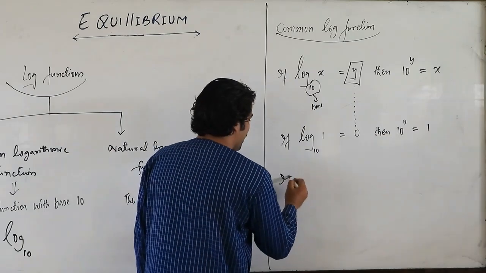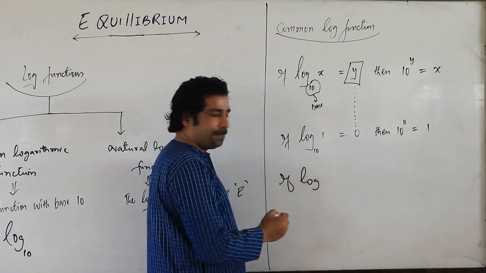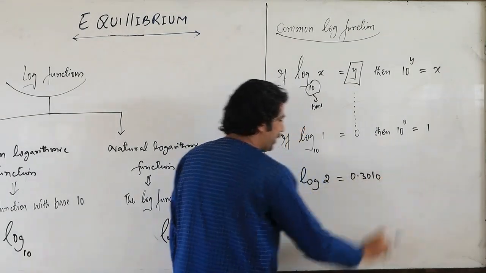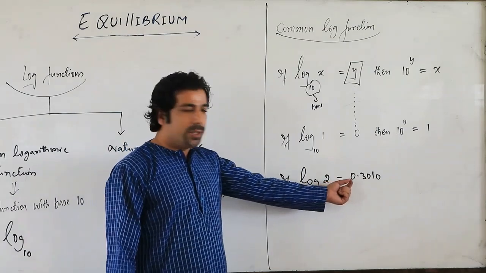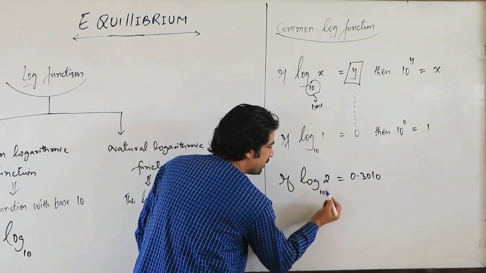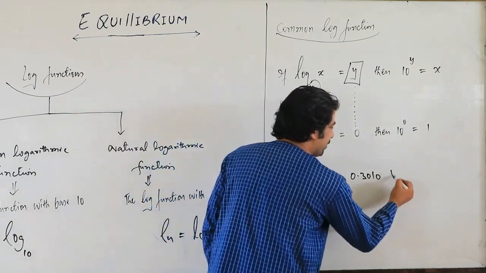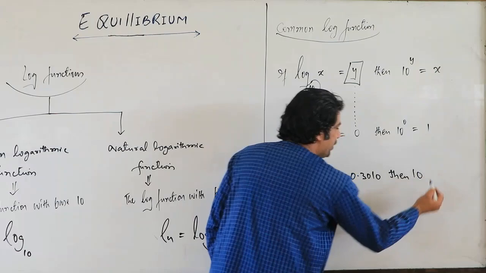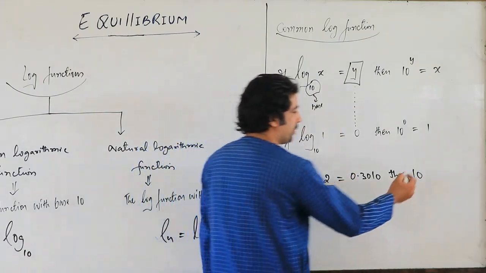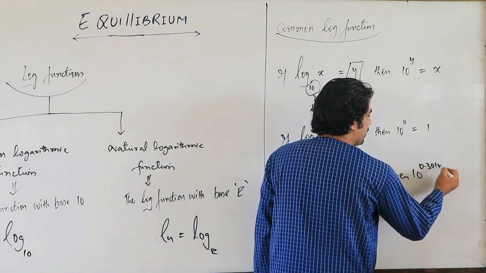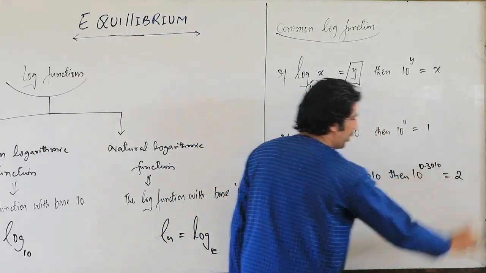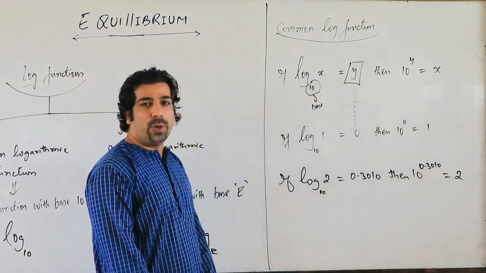Okay, look here. If log 2 is equal to 0.3010, my dear friends, correct? What is the base here? 10. So how to simplify it here? Then, my dear friends, 10 to the power 0.3010 is equal to, how much is that? 2. So this will be equal to 2. So I hope you have understood.